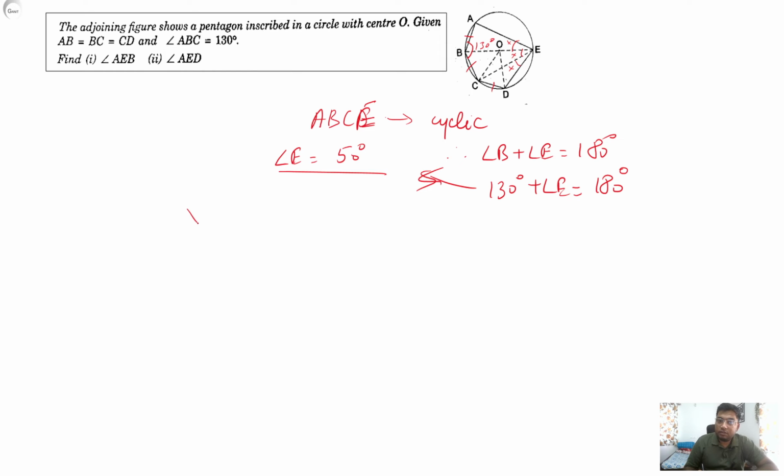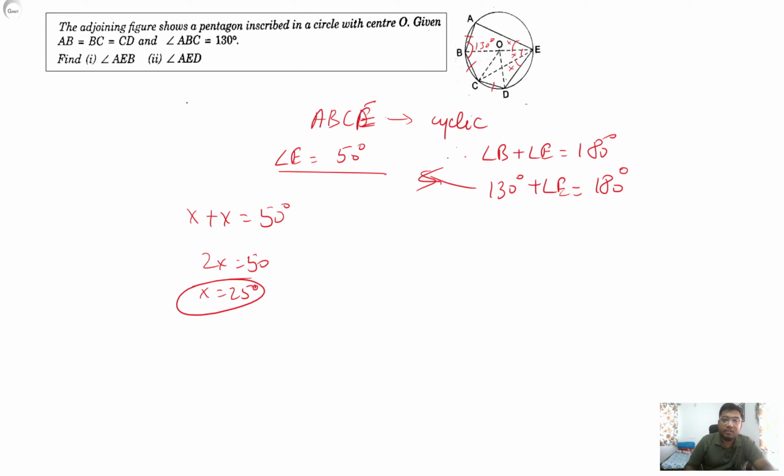But angle E is also x plus x, if you notice. So that means 2x equals 50 degrees. That means x equals 25 degrees. Let's talk about the question now. I did all that without actually thinking about the question. Now we will think about the question.